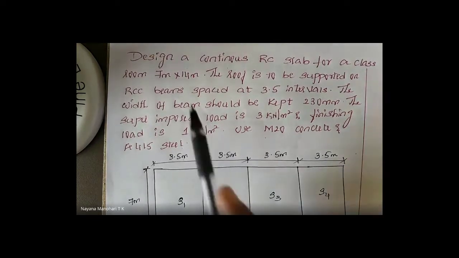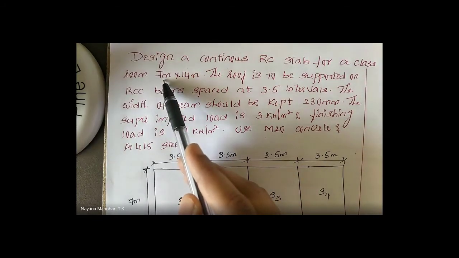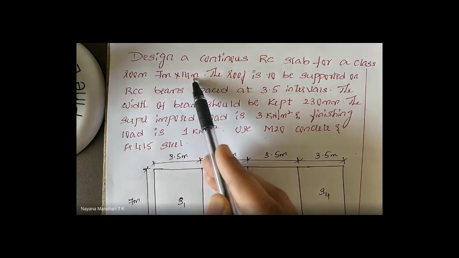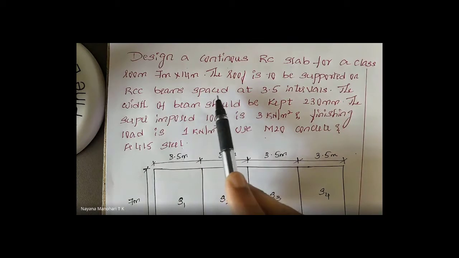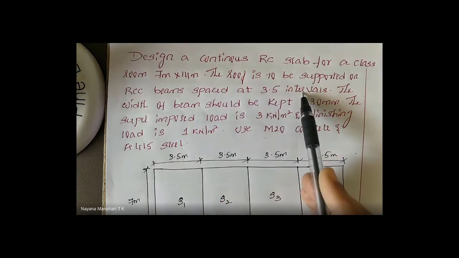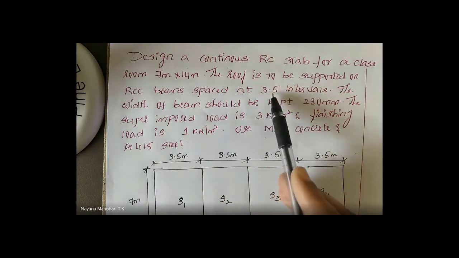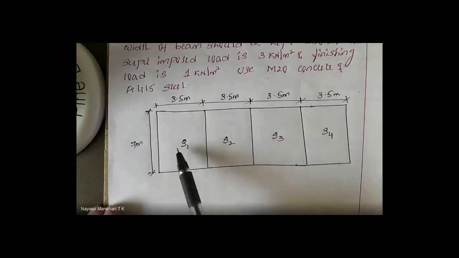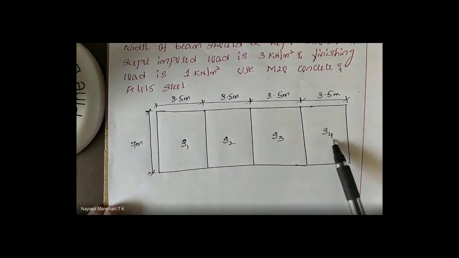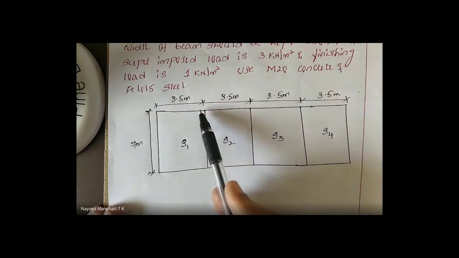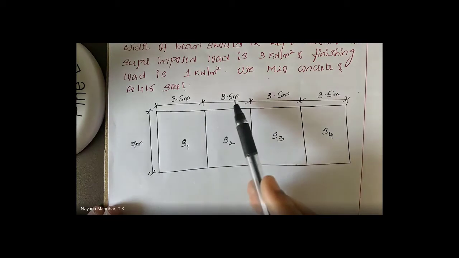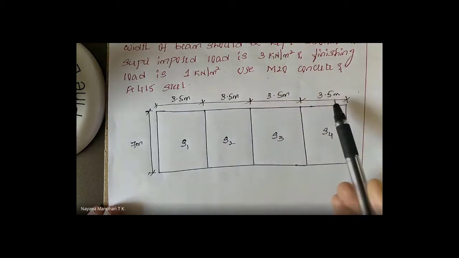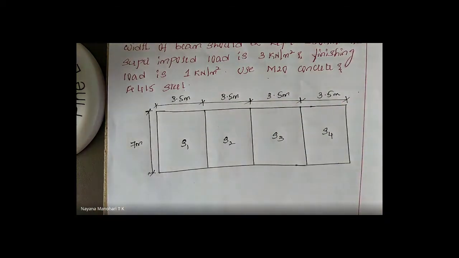See here, you can observe the total width of the slab is 7 meter and the total length is 14 meter. That roof is supported on RC beams which are spaced at 3.5 interval. They have supported all these slabs, S1, S2, S3 and S4, on beams at an interval of 3.5 meter. If you add 3.5 meter plus 3.5 plus 3.5 and 3.5, the total length is 14 meter. Okay, this is the figure.